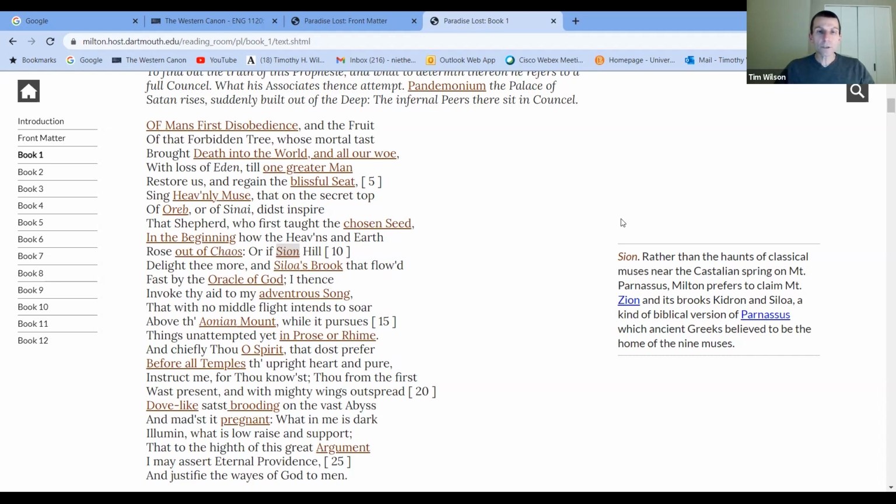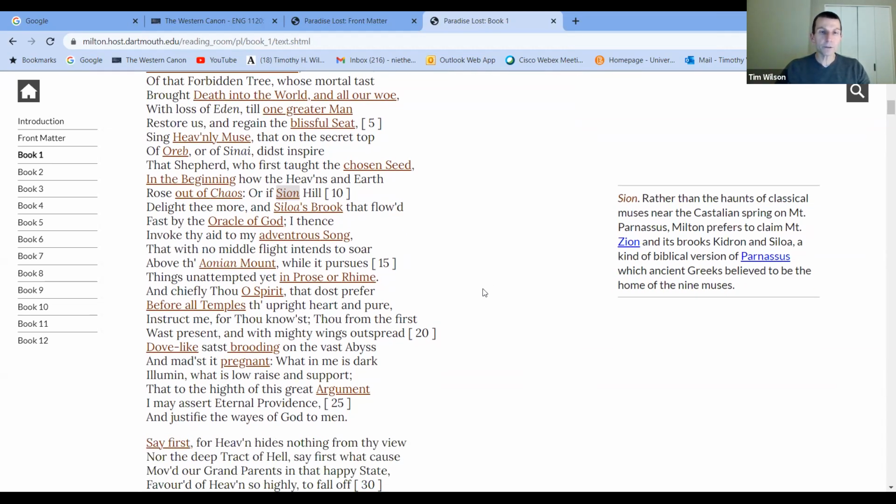And chiefly thou, O spirit, that dost prefer before all temples the upright heart and pure, instruct me, for thou knowest. Thou from the first wast present. So the Holy Spirit is the ultimate, say, muse to inspire him here. Thou from the first wast present, and with mighty wings outspread, dove-like, satst brooding on the vast abyss, and madest it pregnant. What in me is dark, illumine, and what is low, raise and support.